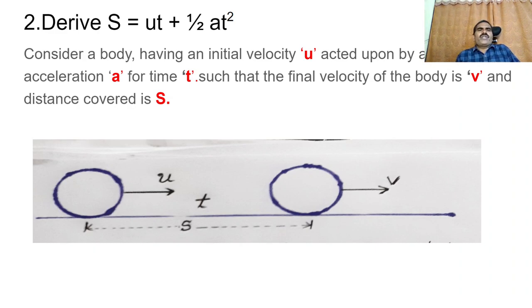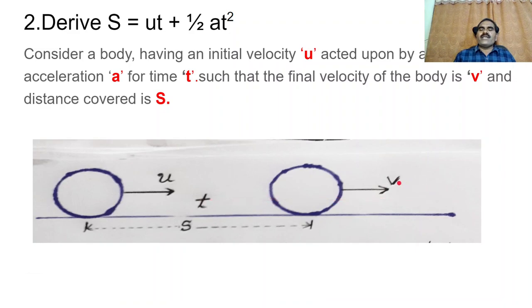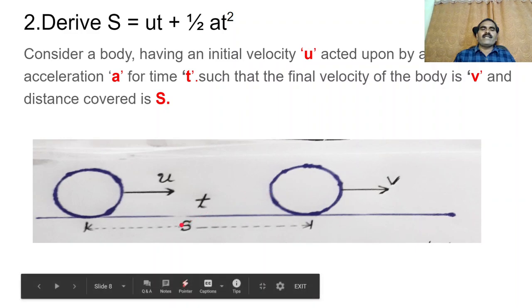The second equation of motion is s is equal to ut plus half at square. Here, s is the distance covered by the body, u is the initial velocity, t is the time taken to travel, and a is the acceleration of the body. In order to derive this equation, we have to consider a moving body. Consider a body having an initial velocity u, acted upon by a uniform acceleration a for time t seconds, such that the final velocity of the body is v and the distance covered by that body is s.